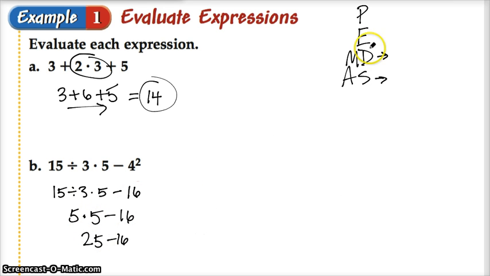And now the only thing left. I've dealt with parentheses, there were none. I've dealt with exponents, just one. We have multiplication, division, dealt with those guys. Now I've got addition and subtraction, so I'm going to subtract. 25 minus 16 is 9, and that's my final answer. Not too bad, right? Let's take a look at a couple other examples.